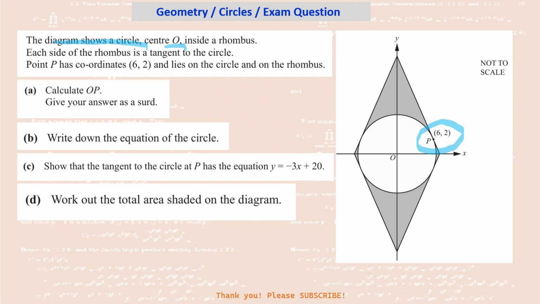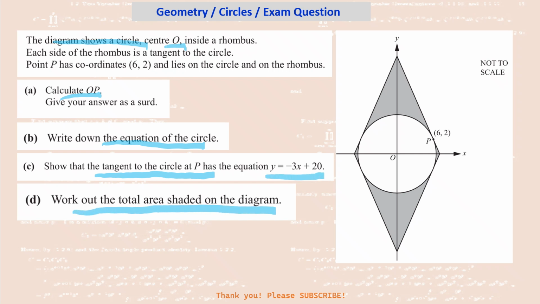So first we need to calculate OP and give the answer as a surd. Then we need to write down the equation of the circle, and then we need to show the tangent to the circle at P has equation y = -3x + 20. And finally we need to work out the total area shaded on the diagram, which is this part. We need to work out the area of this part.